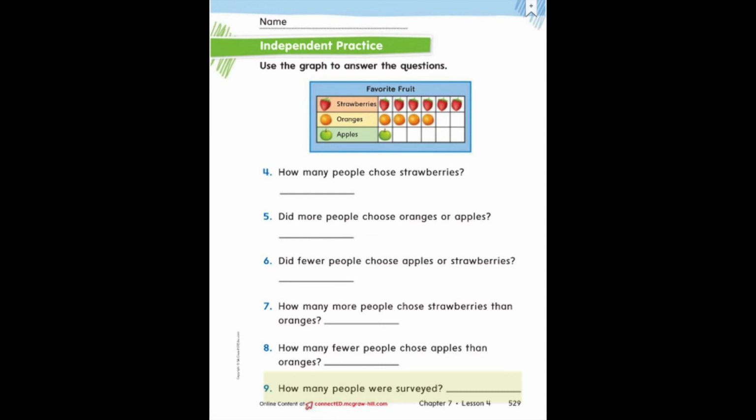Remember, first graders, you can always go back and listen to the questions again, and you can always pause after I read a question so you have time to think about the answer you want to write on your paper.